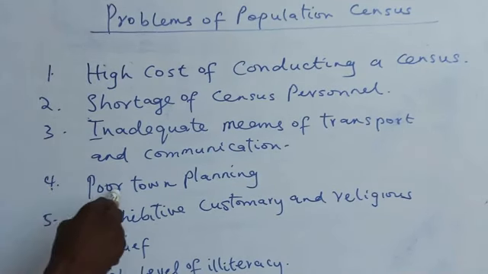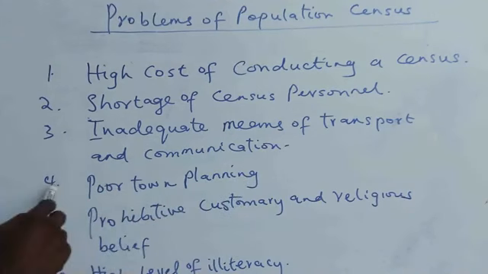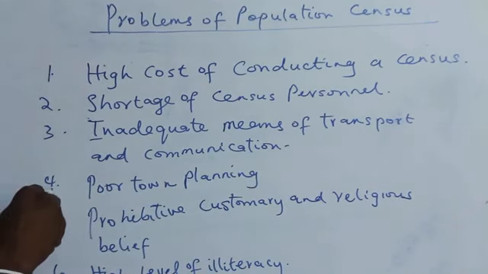Number 4, poor town planning. Poor town planning is a problem in the sense that villages and towns are not well planned in terms of their buildings, in terms of streets having numbers, and so on and so forth.